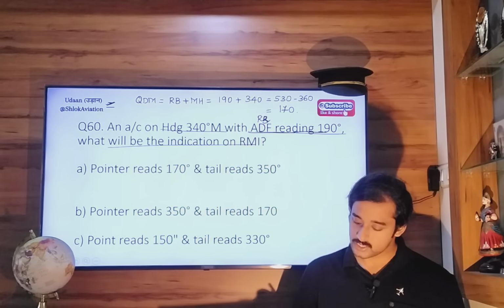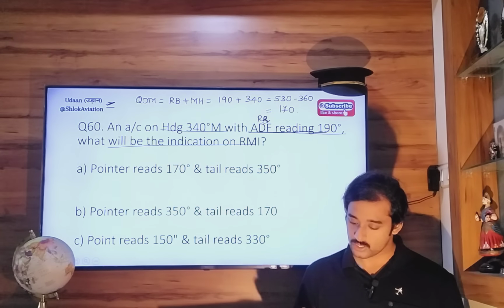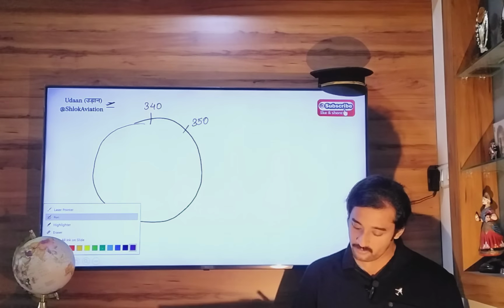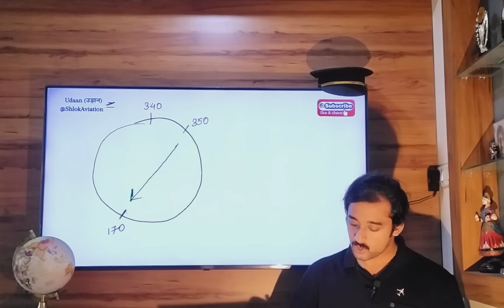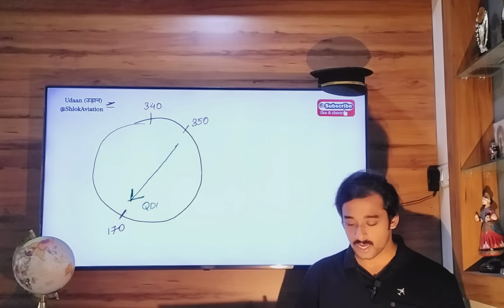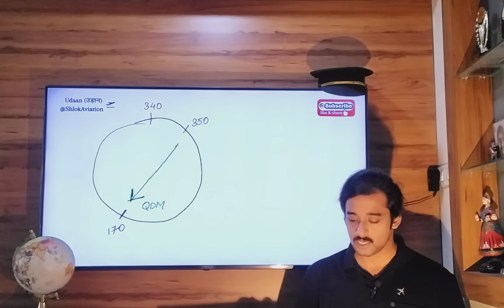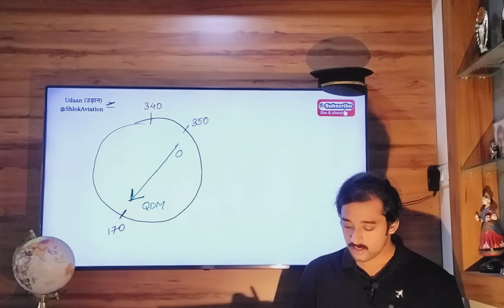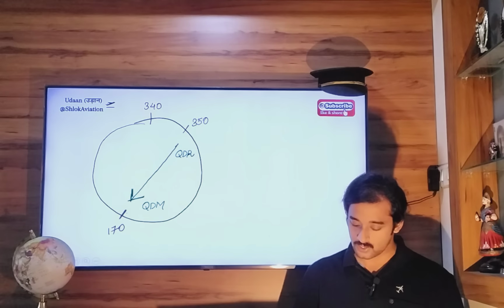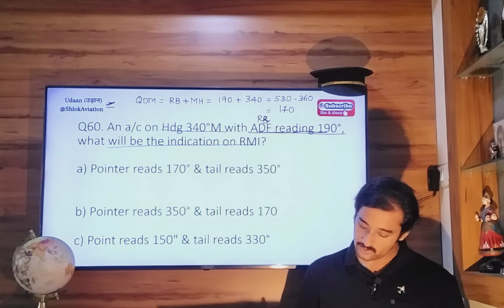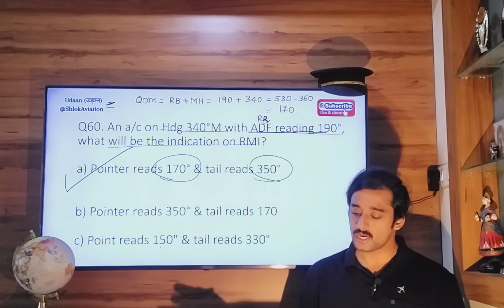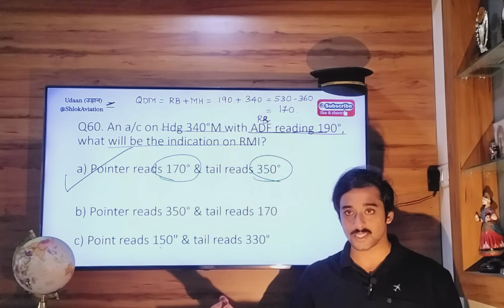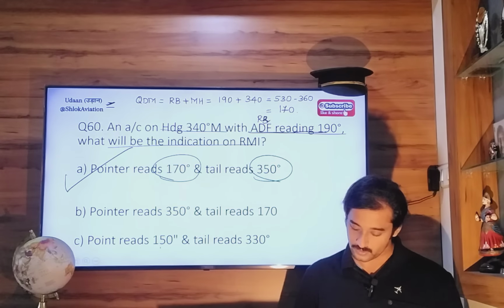So QDM is 170 and QDR will be 350. So the needle will be pointing somewhat like this. The head of the needle, which always points towards QDM or track to the station, will point 170, and the tail will be 350. So correct answer will be pointer reads 170 and tail which reads QDR or track away from the station will read 350.